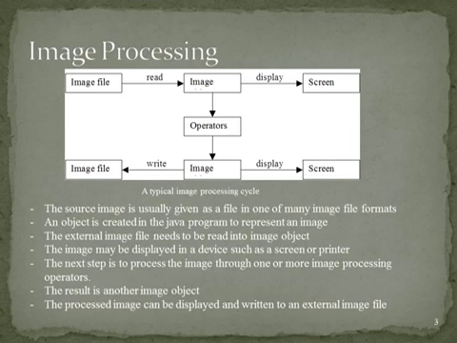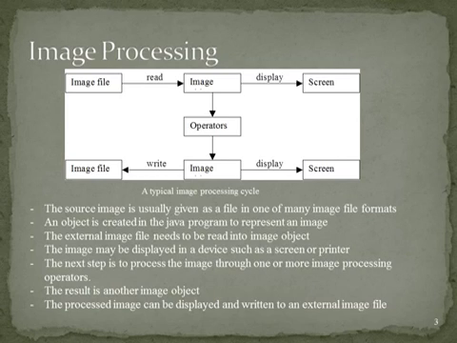As we said before, the source image is usually given as a file in one of many image file formats. An object is created in the Java program to represent the image. The external image file needs to be read into a Java object. The image may be displayed on a device such as the screen or printer.